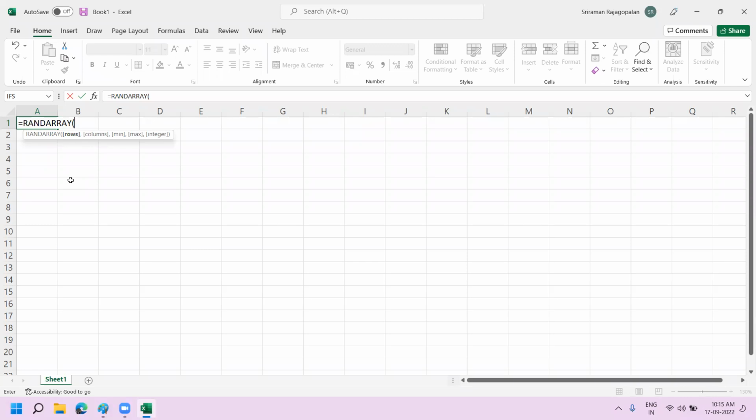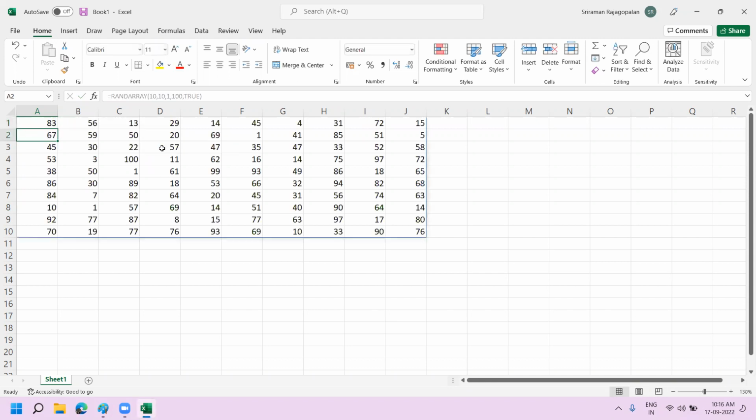Okay, so I'm going to generate 10 rows of data, 10 columns. So I'll get 100 values. And I'm going to take the minimum value, let's take my sample from 1 to 100. And then give me integers. So I'll get random numbers between 1 and 100.